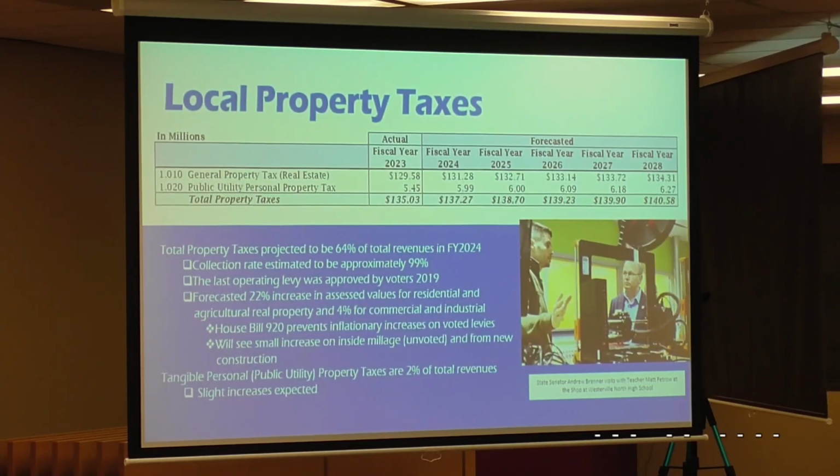House Bill 920, which we'll talk about, restricts growth from increased values on all voted levies, and we will see an increase on inside millage, the unvoted portion, and from new construction, which we'll talk about. Tangible personal property taxes. These are taxes that are on public utility infrastructure. They make up about 2% of total revenues.